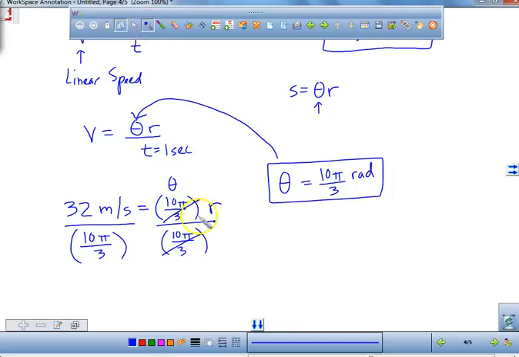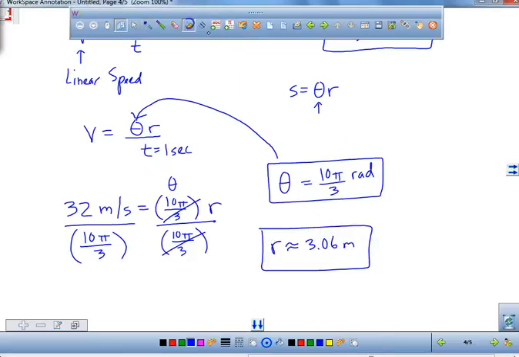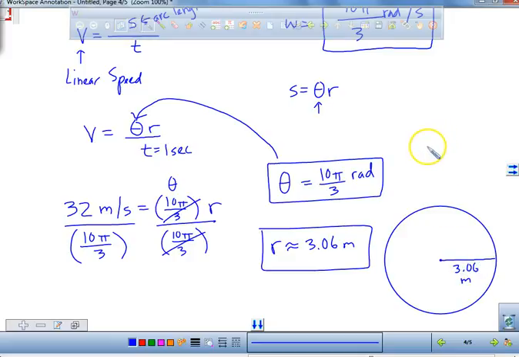Right over here, when these cancel out, our radius is approximately equal to 3.06 meters. Which means this: if I have a circle with a radius of 3.06 meters, and what was the rate of revolution? It was traveling how fast per minute? It was 100. So this was traveling at 100 revolutions per 1 minute.